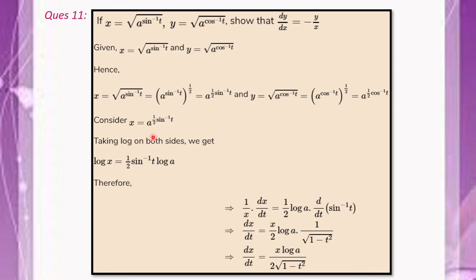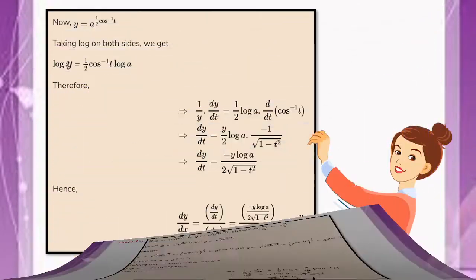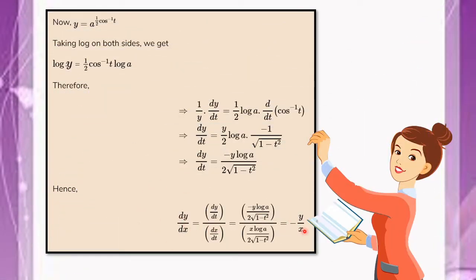Then taking log, because we have power, it will be half sine inverse t log a. And now differentiate: 1 by x dx by dt. We are differentiating with respect to t because the parameter is t. It is equal to half log a, which is constant, and the derivative of sine inverse t is 1 upon under root 1 minus t square. Same way, calculate dy by dt and put both the values here in this format and get the answer.